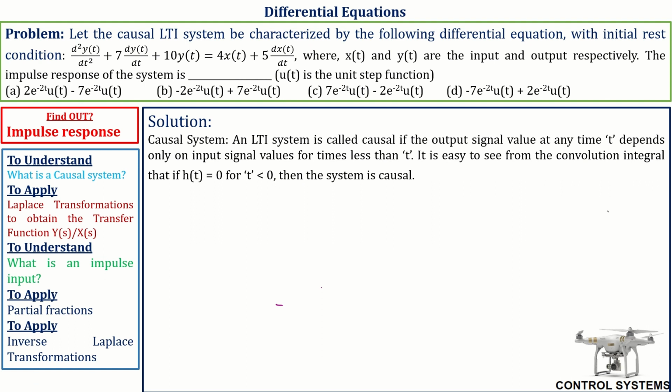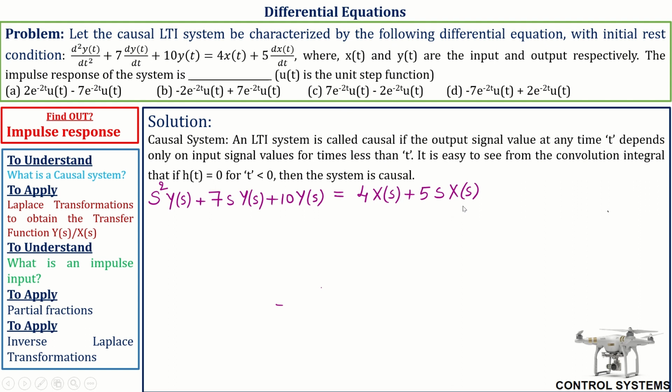So what should we do? We need to first apply the Laplace transformations to this equation with initial rest condition, that is initial conditions to be 0. Therefore, Laplace transformation of d square y of t by dt square gives us only s square y of s, because y of 0 and y dash of 0 will go to 0. And Laplace transformation of 7 into dy by dt is 7 into s y of s. Laplace transform of 10y of t is 10 y of s, and so on. We get 4x of s plus 5s into x of s, because Laplace transformation of dx by dt is s into x of s.